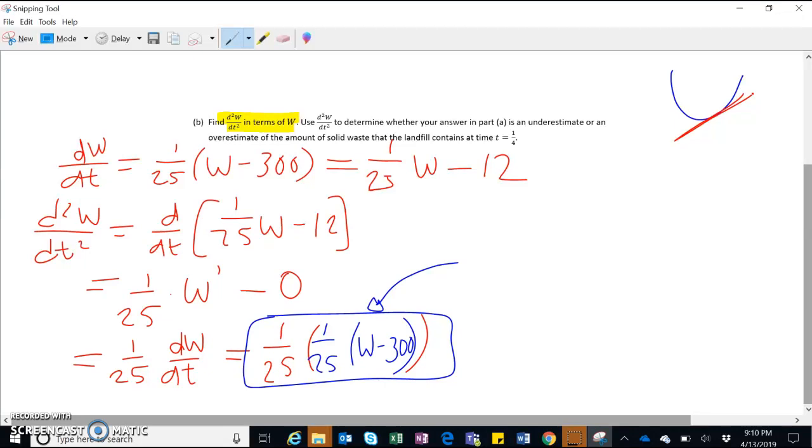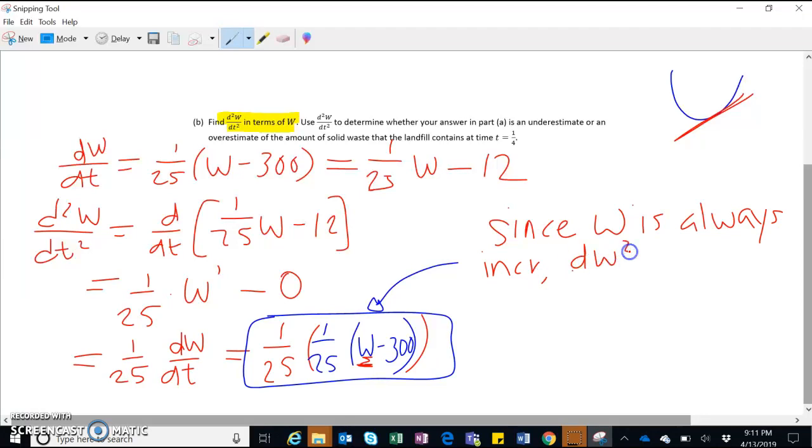We were also told at the very beginning of the problem that W is an increasing function. So if the function's waste is always growing and growing and growing, if I started with 1,400 tons of waste and that number is only getting bigger, this double derivative is never going to be negative. It's always going to be positive because there's no value of W I could plug in that would generate a number less than 0 when I subtracted 300. So since W is increasing, I'm going to say always increasing.